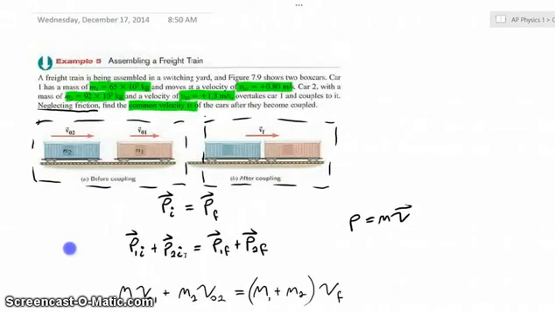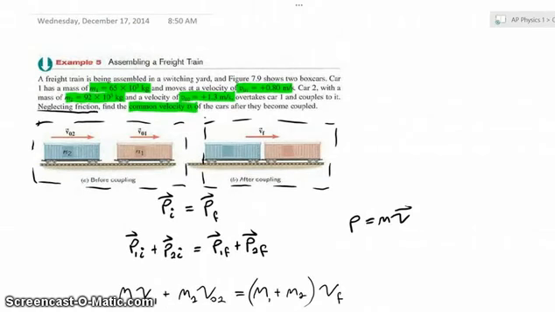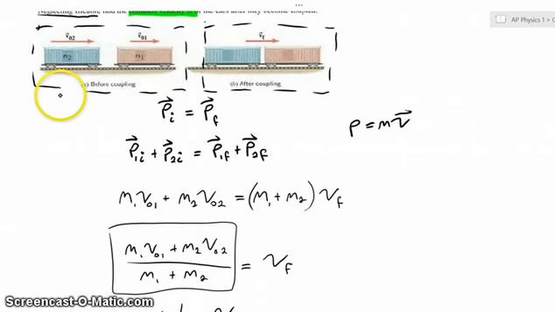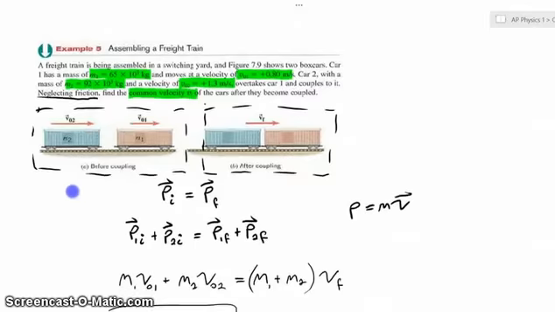And what you'll notice is both of the velocities of the train cars changed. So the momentum of each train car before and after the collision changed, but the total momentum of the system is unchanged. And that's why it's important for us to define the system properly.